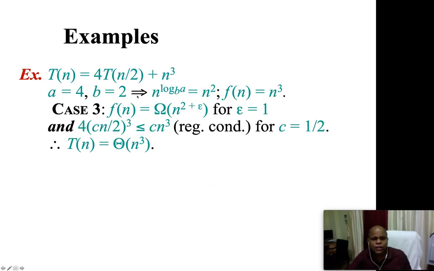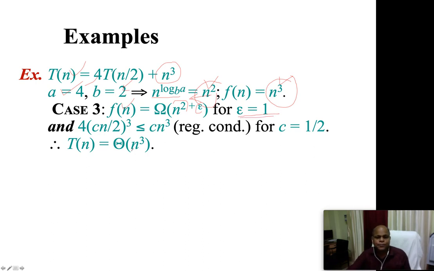Now let us consider this situation. In this case the same thing, but here it becomes n cube. Now a is equal to 4 as usual, b is equal to 2 and this is equal to n square, and f of n is equal to n cube. Hence which one is dominating? Now your f of n is dominating, that means n square growth is less than the n cube growth. Hence f of n is dominating and n square is giving the lower bound with some epsilon. Here you can check epsilon is equal to 1.